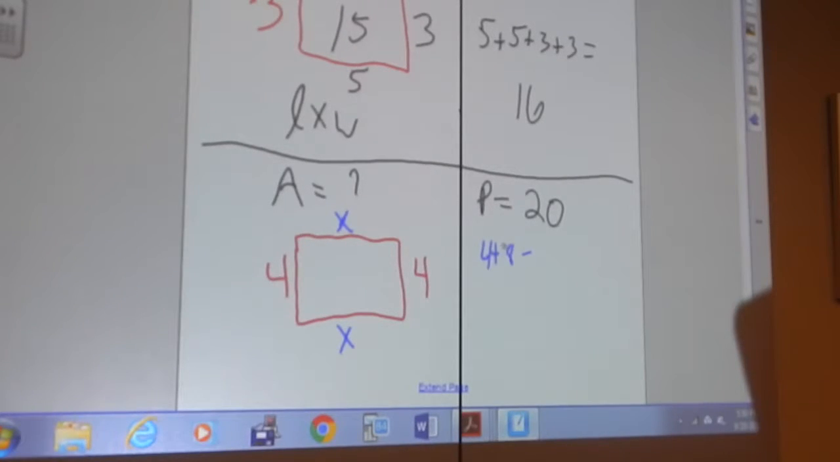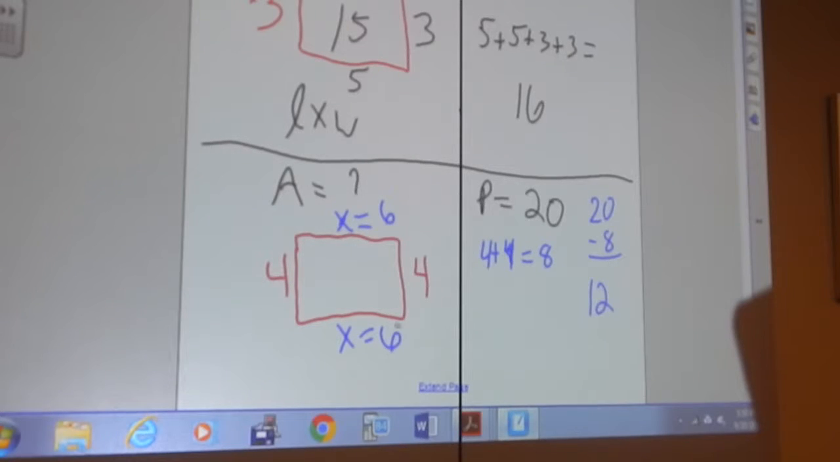4 plus 4 equals 8, so those two sides give us 8. 20 minus 8 gives us 12. So we got 12 left over. Then you can divide 12 by 2, which will give you 6. Because these two sides are going to be the same. If I already have 8 out of the picture, I got 12 left, and I have to split that in half because these sides are always equal. Half of 12 gives me that this side has to be 6 and this side has to be 6.